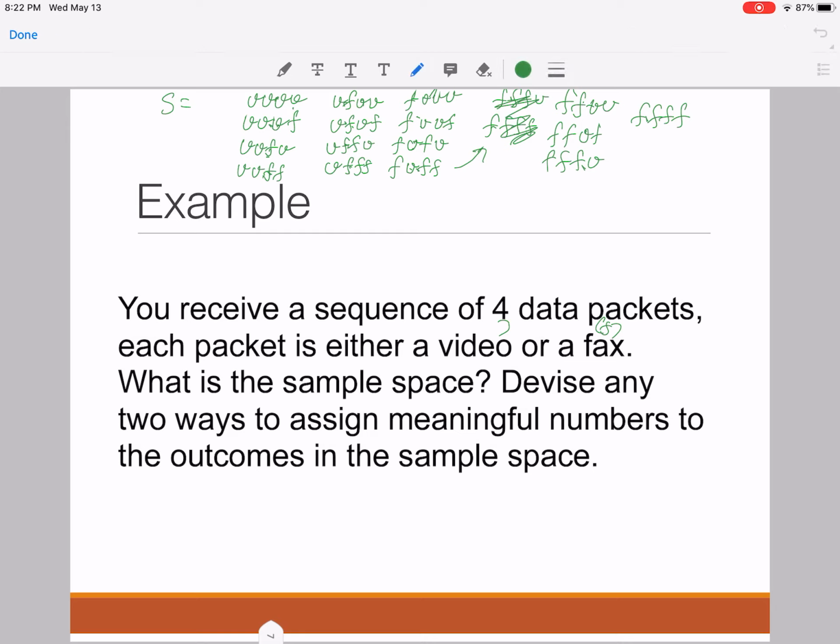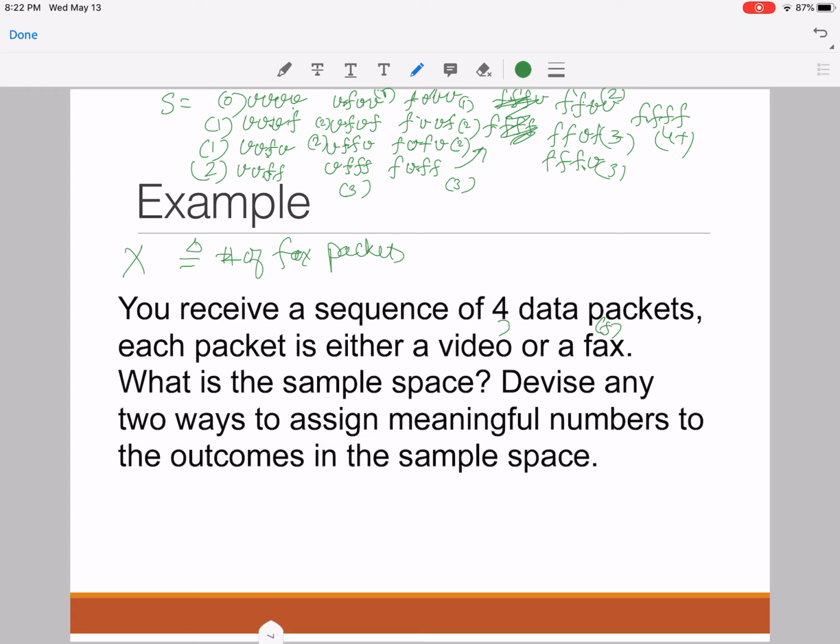One meaningful way is to assign numbers to reflect the number of fax packets. If I were to use X as my random variable to denote the number of fax packets, then in that case, VVVV is going to get 0, VVVF is going to get 1, this is going to get 1, 2 here, random variable will take a value 1 here, random variable will take a value 2 here, 2 here, 3 here, 1 here, 2 here, 2 here, 3 here, 2 here, 3 here, 3 here, and 4 here.